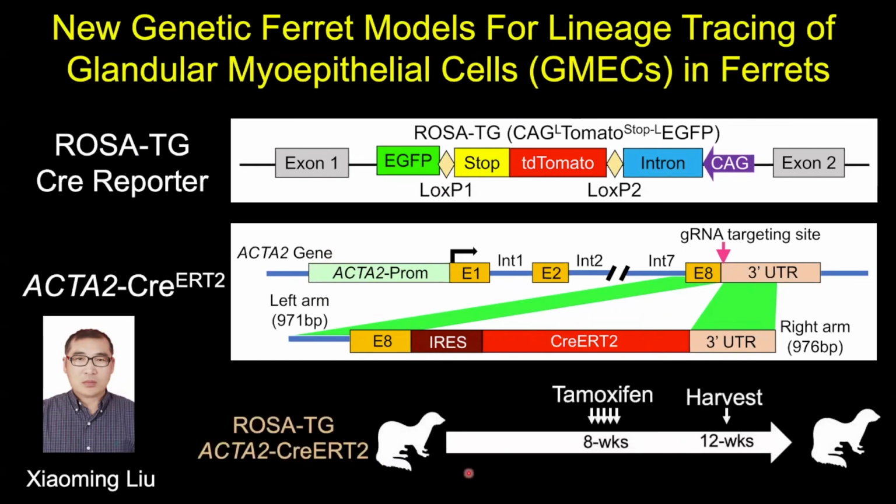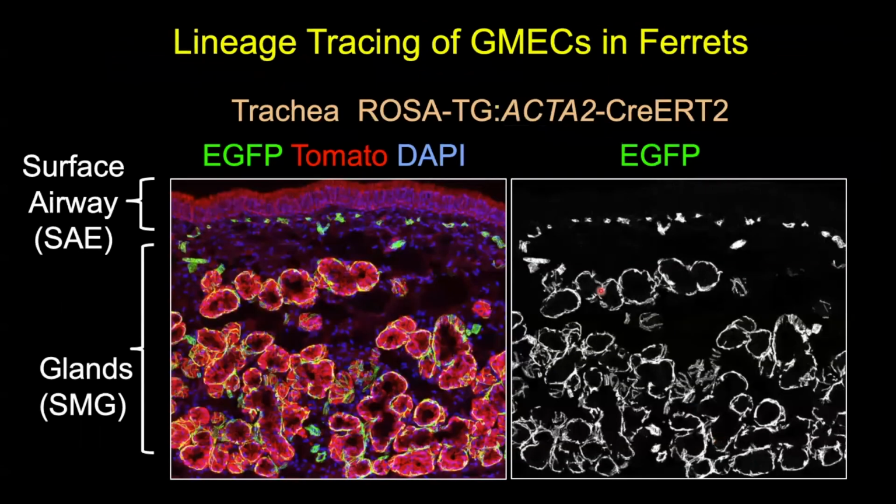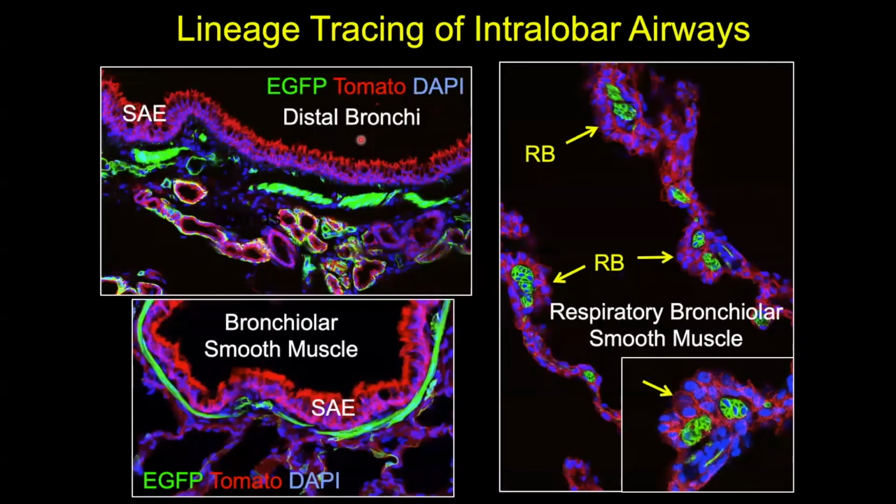And so in ferrets that are double transgenic for these 2 alleles, induced with tamoxifen at 8 weeks and harvested at 12 weeks, we see that we can efficiently lineage label glandular myoepithelial cells, as well as these isolated smooth muscle cells, as well as vascular smooth muscle cells within the interstitium. Additionally labeled in the distal bronchi are smooth muscle and submucosal gland myoepithelial cells. And then in the bronchiolar airways, labeling is in smooth muscle, not in the surface airway epithelium. Respiratory bronchiolar smooth muscle is also labeled.